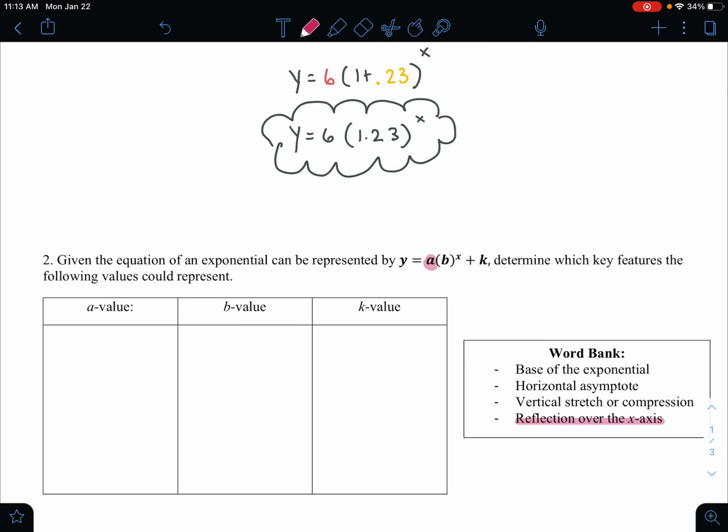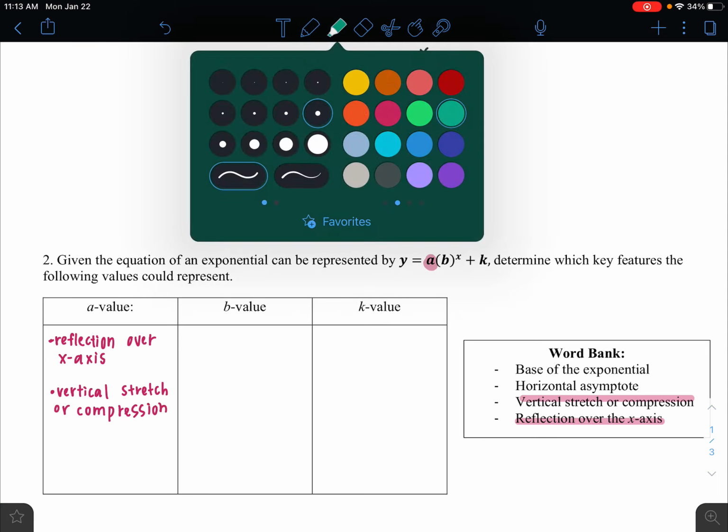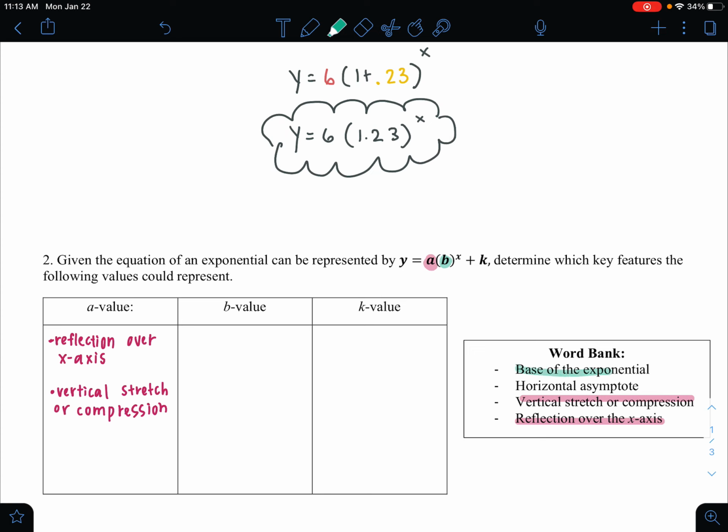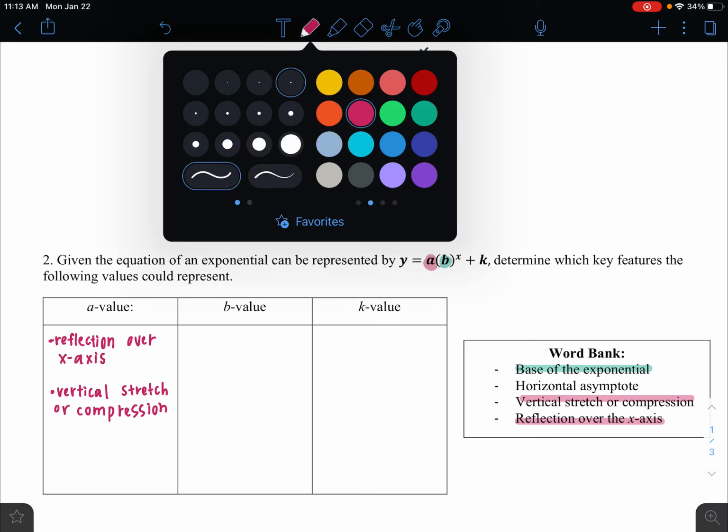All right, now, so the A value in our exponential function is going to tell us a reflection over the x-axis. It also is going to tell us if there's a vertical stretch or compression. All right, our B value, our base of the exponential, is our base. So that's our growth or decay.